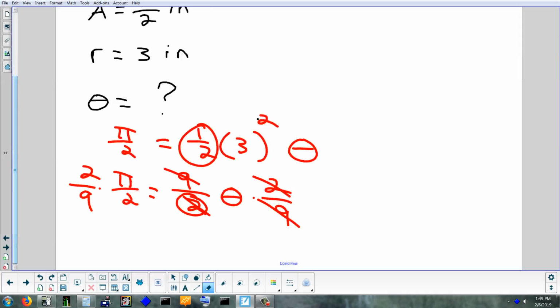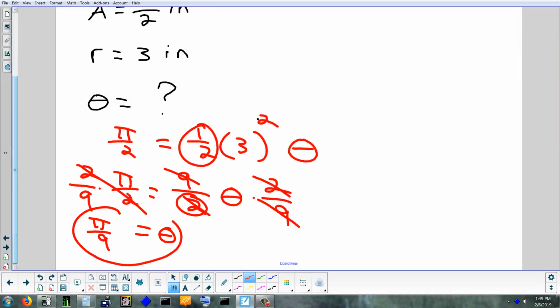So now we multiplied by 2/9 and 2/9. Everything on the right canceled. So we have theta on the right. How about on the left? Does anything cancel there? 2's. And all I'm left with is pi over 9. That's an angle. I don't need a label on it because it's radians. The only things that need labels are R, S, and A. Those are the letters that need labels. Questions on that one?